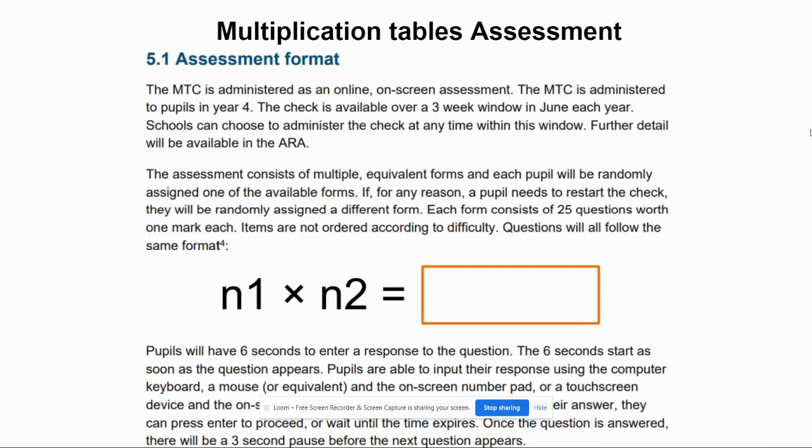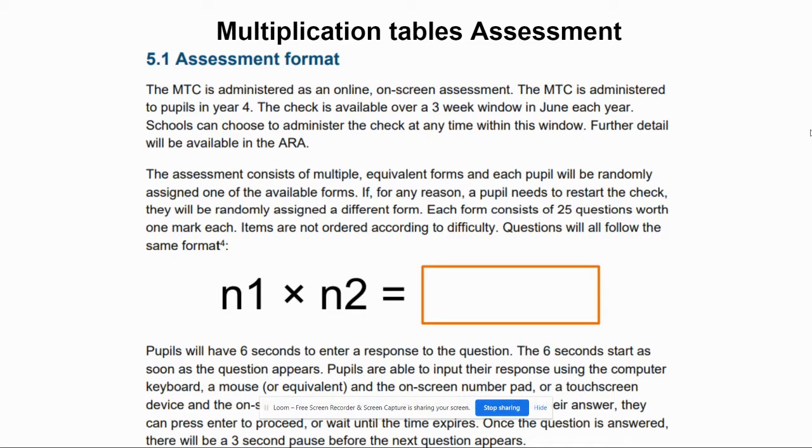Now, just a quick thing about the assessment format. Essentially, the assessment consists of multiple questions which are randomly given to the children. It's an on-screen assessment, so it's something they would do on a laptop or computer in school, and it's usually during a 3-week window in June each year. I have another video on the year 4 multiplication assessment on the channel, so check it out.